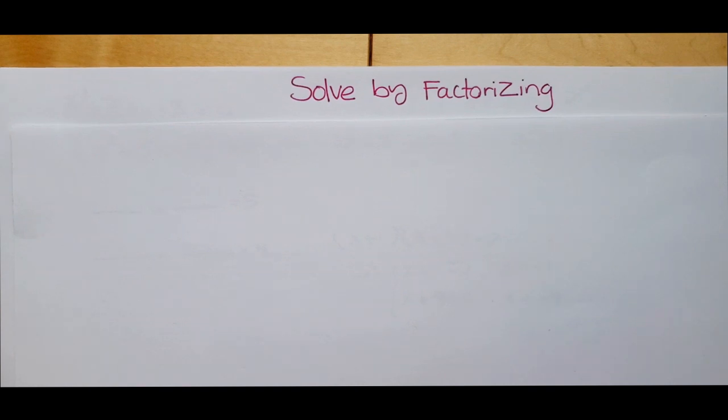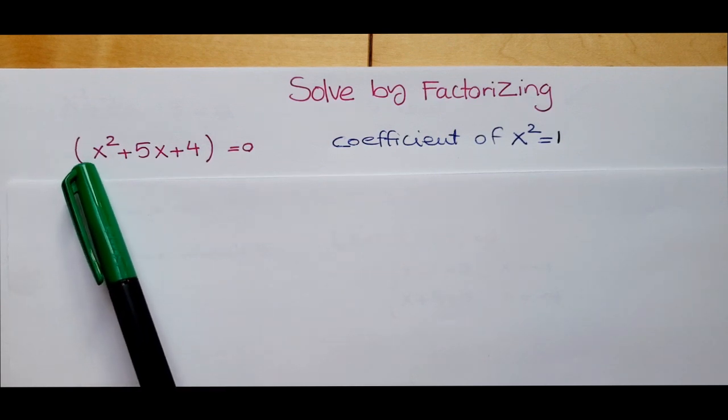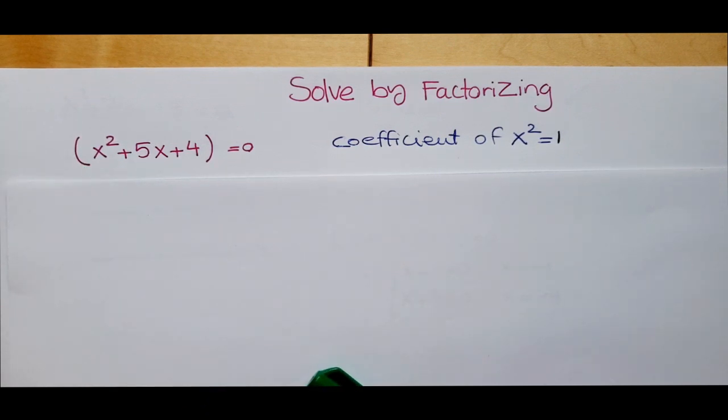In this video we will try to solve a simple quadratic equation by factorizing. So the first example would be x squared plus 5x plus 4 equal to 0. Here the first thing you have to check is the coefficient of x squared. Is it 1? If it's 1, then you can follow. Here, let's check. The coefficient is 1, so we can use this method.